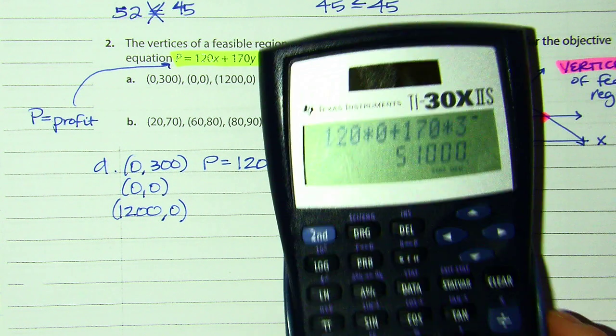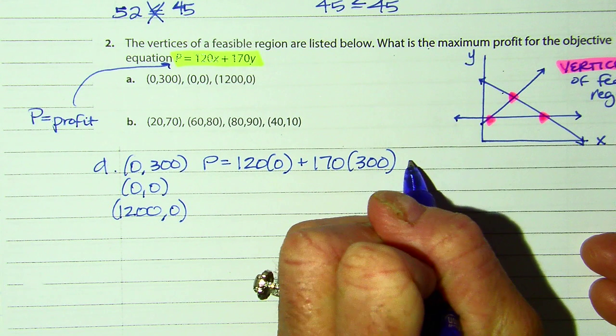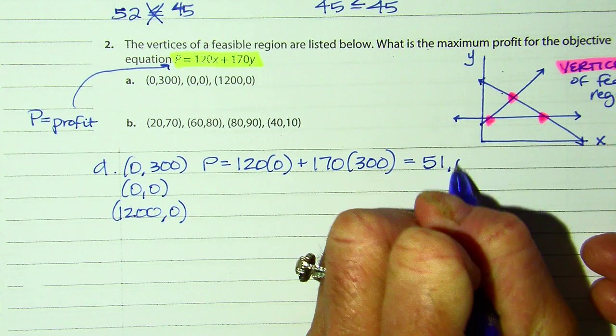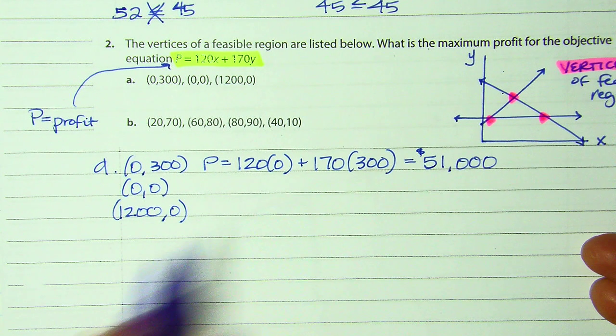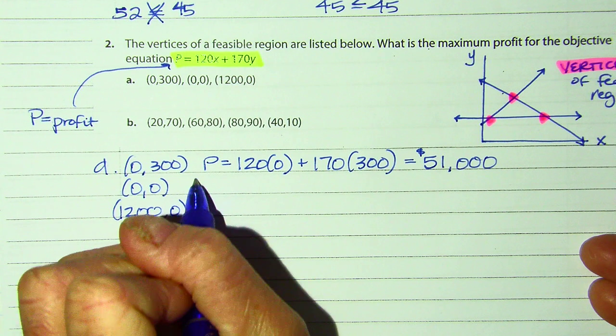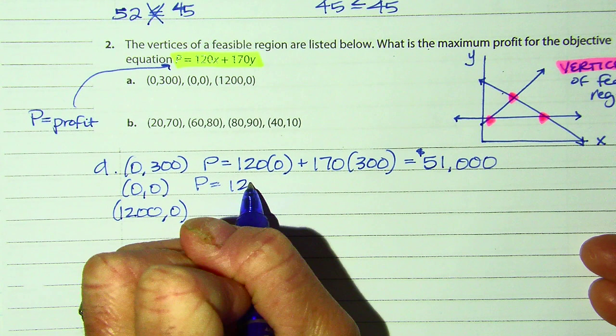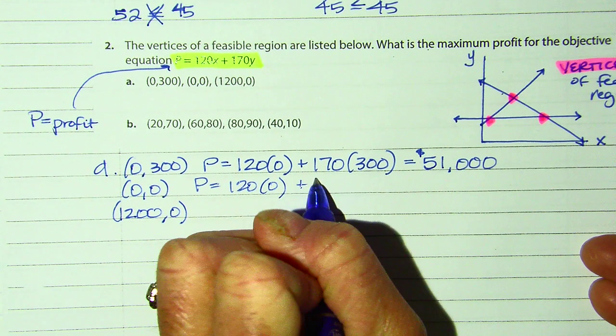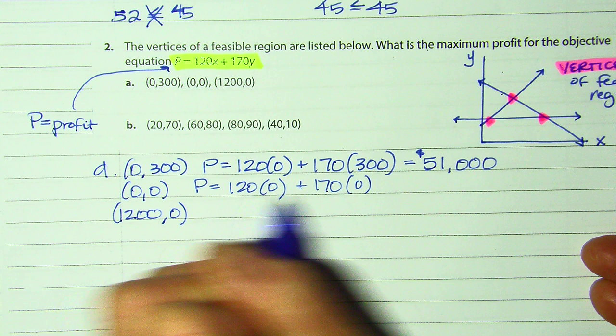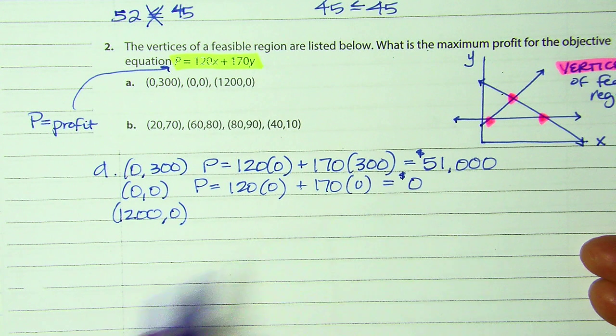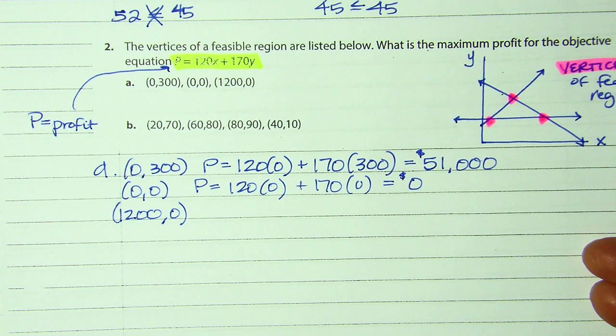And I get 51,000. So for this one, I get a profit, that's P, of $51,000. Next, the (0, 0). Hopefully you can tell just by looking at that, if I multiply by 0 for both of these, I just get 0. It's definitely not any profit, right?